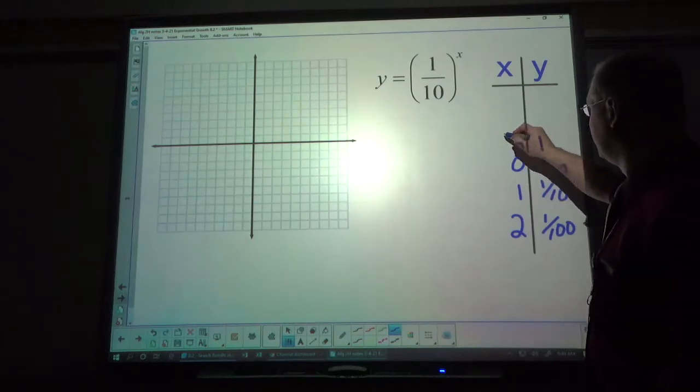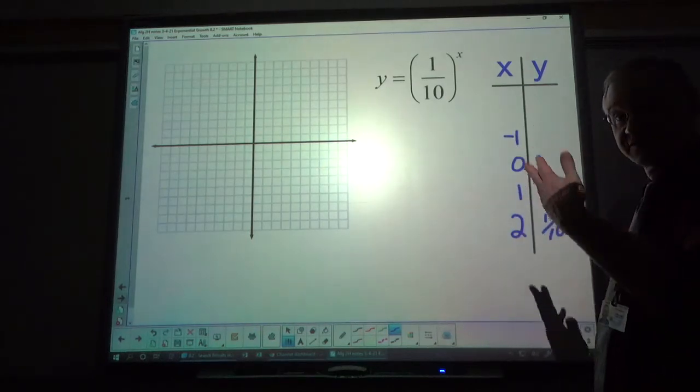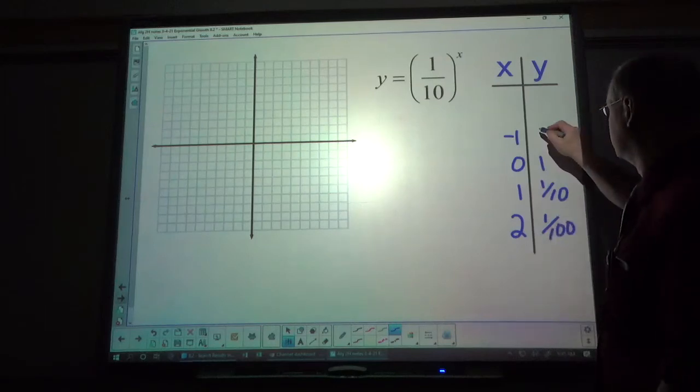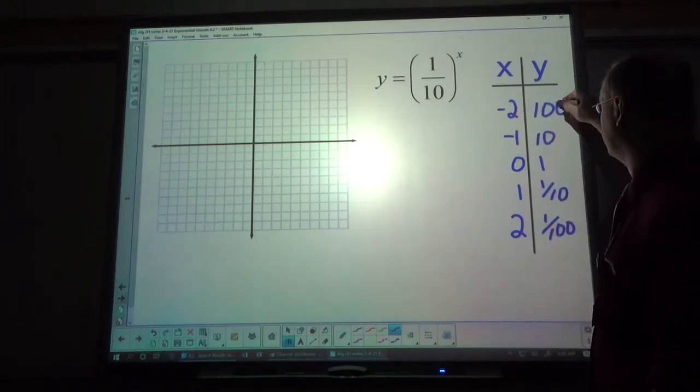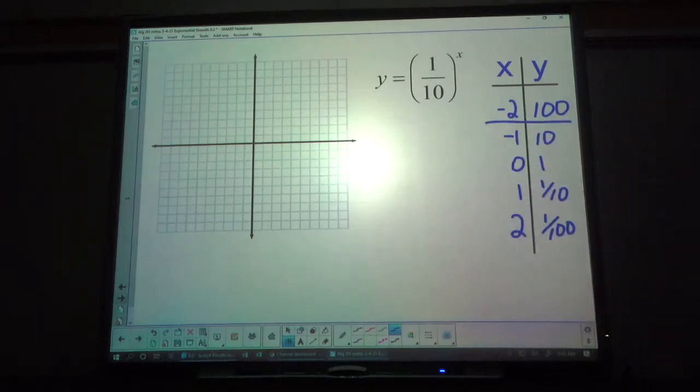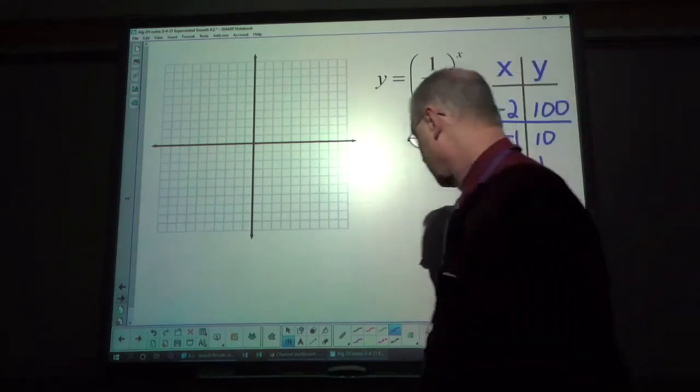What if I put -1? Well, that's basically the reciprocal, 10. -2 would be 100, which is going to be off the graph that we can draw quickly, especially if we're going to include 1/10 and 1/100th.